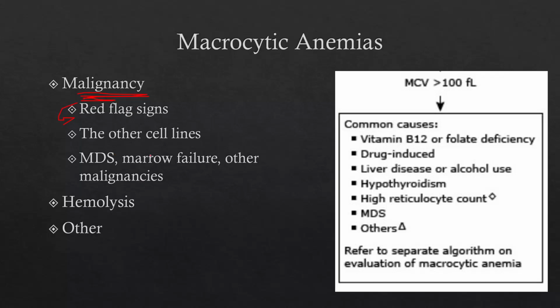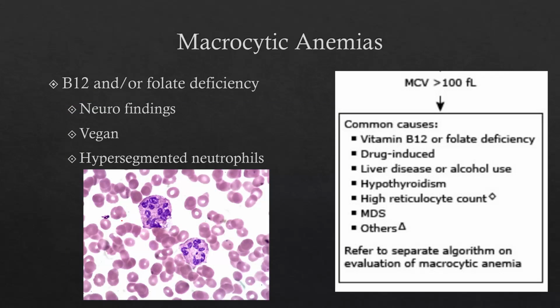Okay. Hemolysis can also cause a macrocytic anemia. We talked about the hemolyses. Usually it will cause a normocytic anemia, but it can cause a macrocytic one, so keep it in the back of your head. And then the other, which is kind of the biggest category, and we'll go into that here. The big thing that's always taught and tested is your B12 and your folate deficiency.